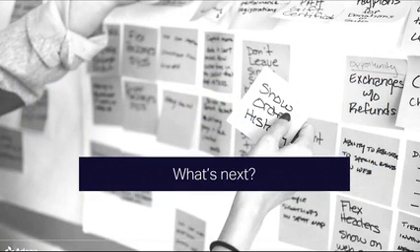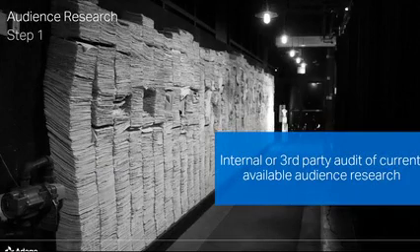Thanks, Riju. So what's next? Where do we get started? There are three main steps to get going. And the first one is to conduct an internal or third-party audit of current or available audience research.